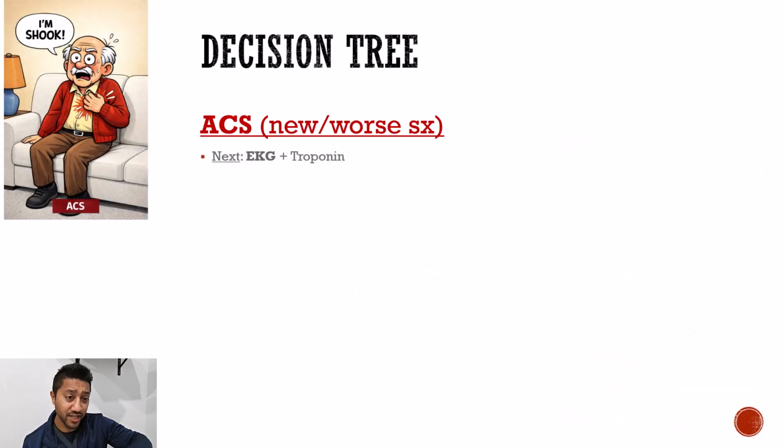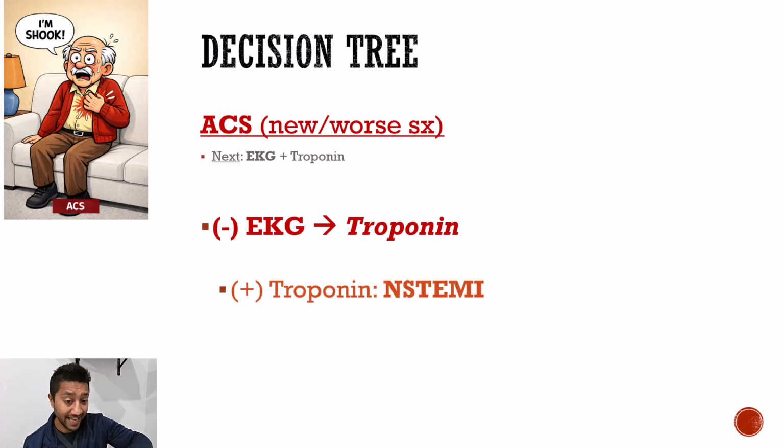Now, if the EKG doesn't show any ST elevations, and again, it can show anything like ST depressions, T wave inversions, I don't care. As long as there are no ST elevations, then you should assume that you're either dealing with an NSTEMI or an unstable angina. Now here, the next step is to look at your troponin results to determine which of the two you're dealing with, where a positive troponin will indicate an NSTEMI, while a negative troponin will indicate an unstable angina.